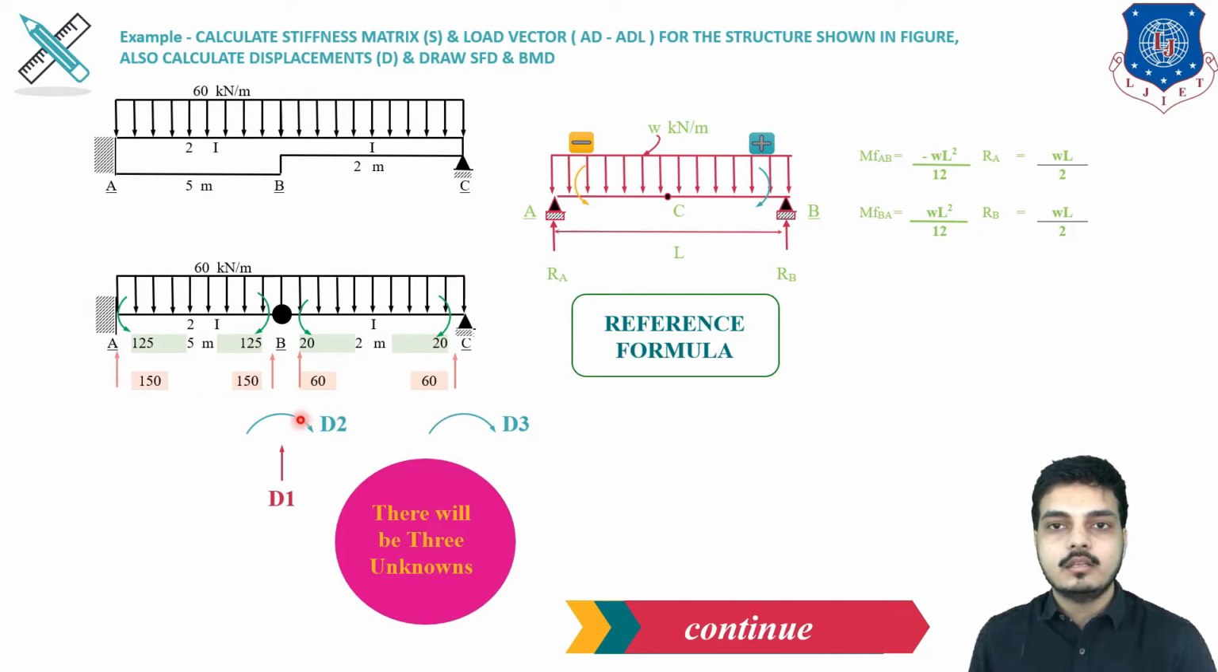Now we will also find this reaction. The reaction can be found with the help of this formula, load into distance by 2. 60 into 5 is 300, divided by 2 is 150, a 150 upward reaction. Now 60 multiplied by 2 is 120, divided by 2 is 60, a 60 reaction. Now here I have written there will be three unknowns, two moments and one reaction, which is the upward reaction. So how to consider these unknowns in the further process, let's see.